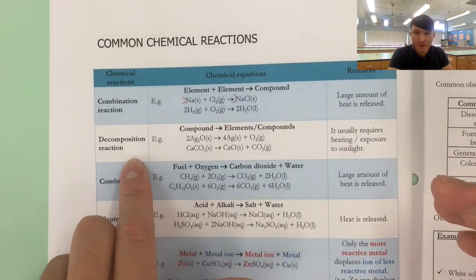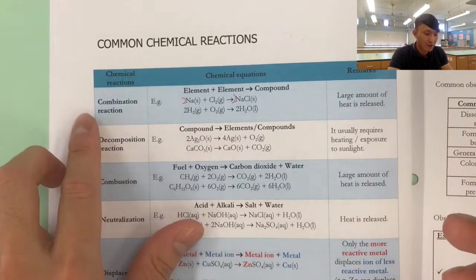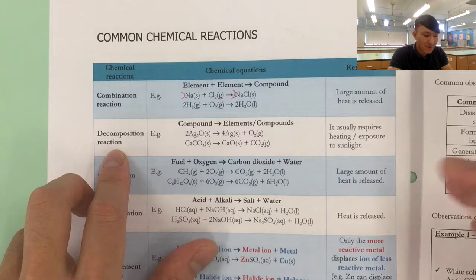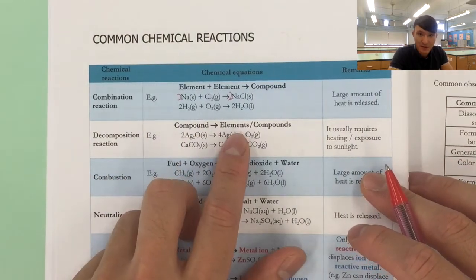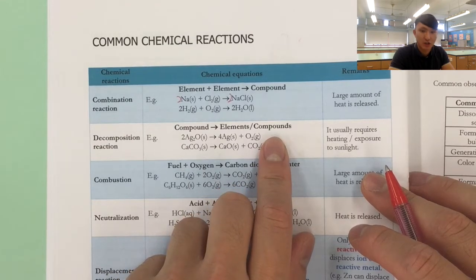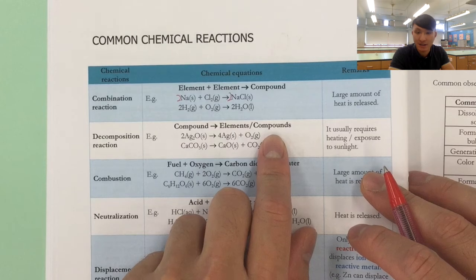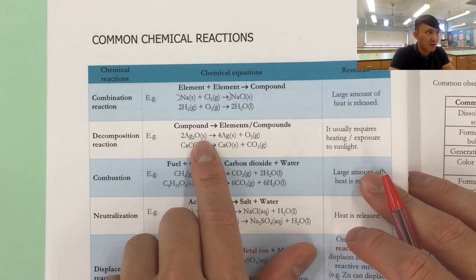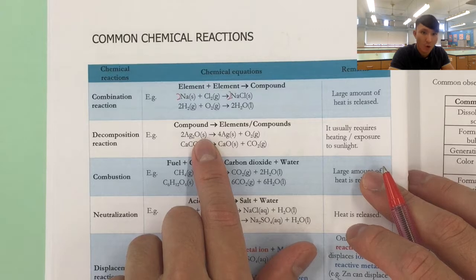Now for the second type of reaction, it is almost like the reverse of the combination reaction. It is called decomposition reaction. This time, we have a single compound decomposed into elements or compounds. It could be two elements, it could be three elements, it could be a bunch of different elements and compounds. Okay? So the first one here, this is the thermal decomposition of silver 1 oxide, and this is also how we extract silver from the ores.